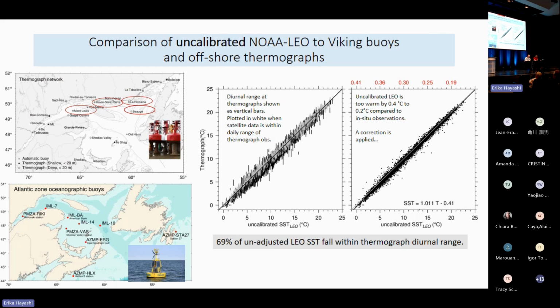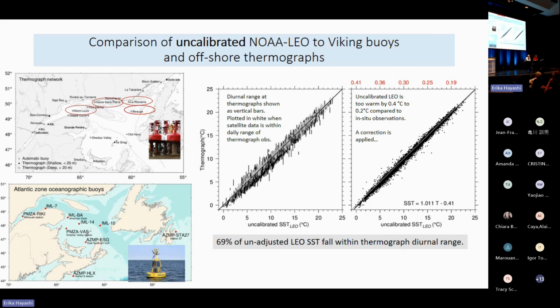So we have thermograph versus satellite, and the lines for the thermographs are the diurnal variations of 1 day, putting a line. And when it's a white line, it overlaps, the satellite measurement for the day is within that range. And if it's black, the satellite observation was outside of that range.